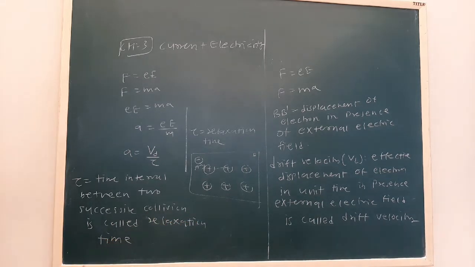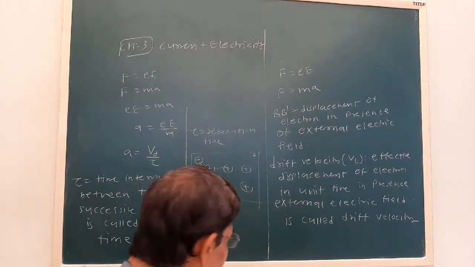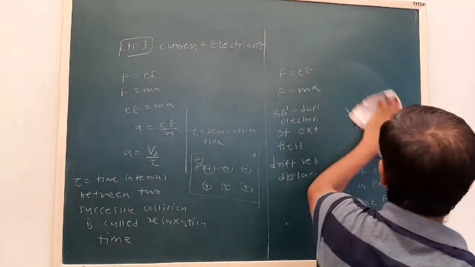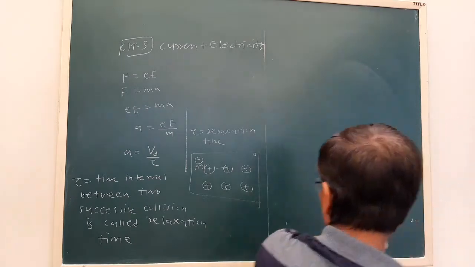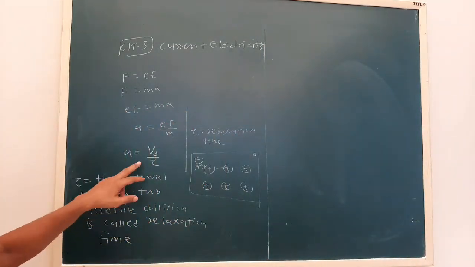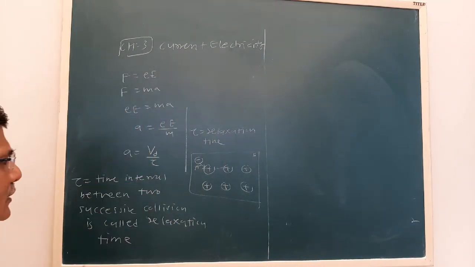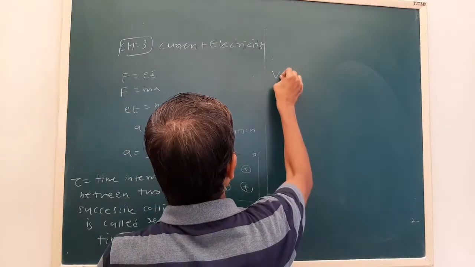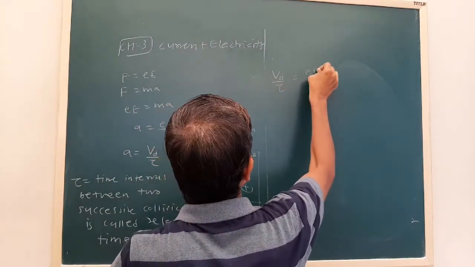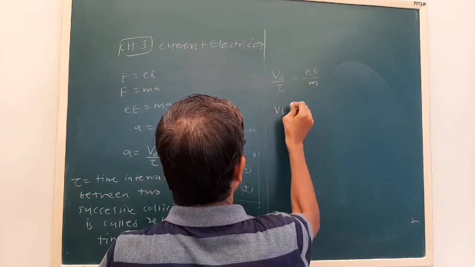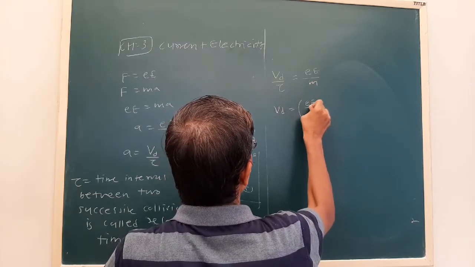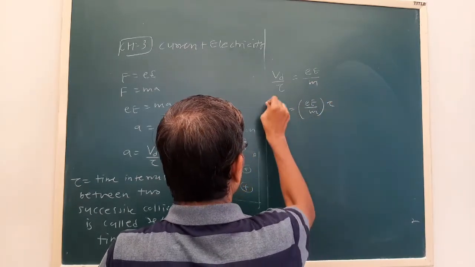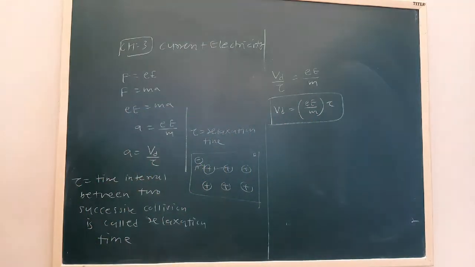Now use this relaxation time here. Acceleration is velocity upon time. So Vd upon tau is equal to eE by m. Okay, so this is about the drift velocity and the relation.